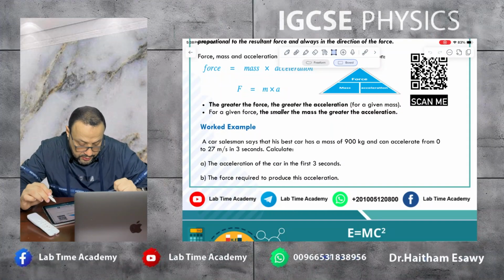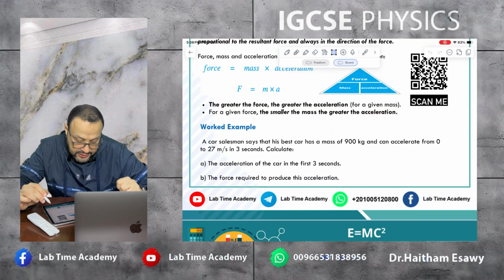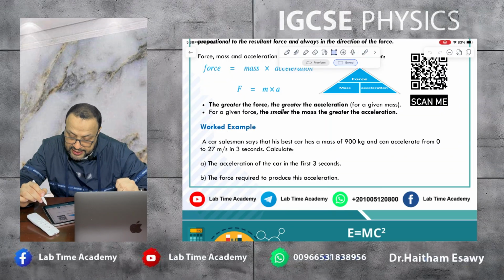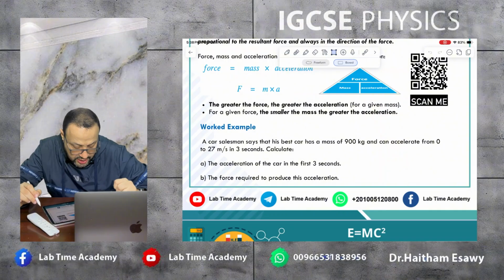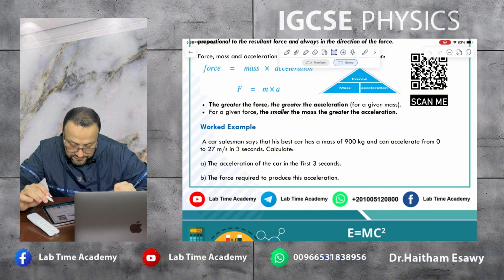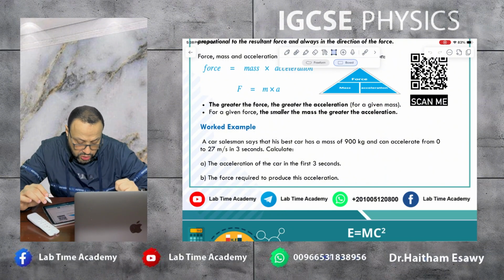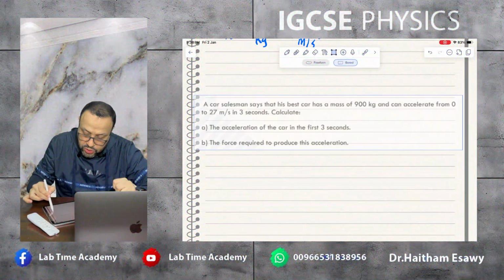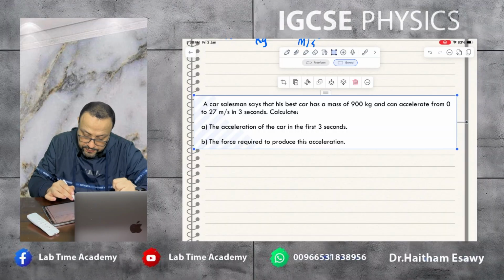Here we have an example. A car salesman says that his best car has a mass of 900 kilograms and can accelerate from 0 to 27 meters per second in 3 seconds. Calculate: A, the acceleration of the car in the first 3 seconds. B, the force required to produce this acceleration. So let's start to solve this question.